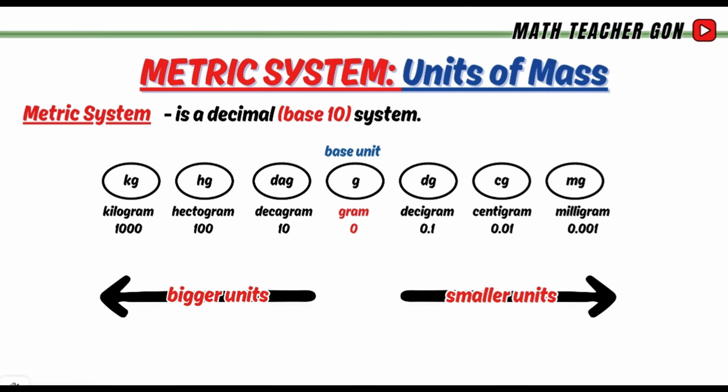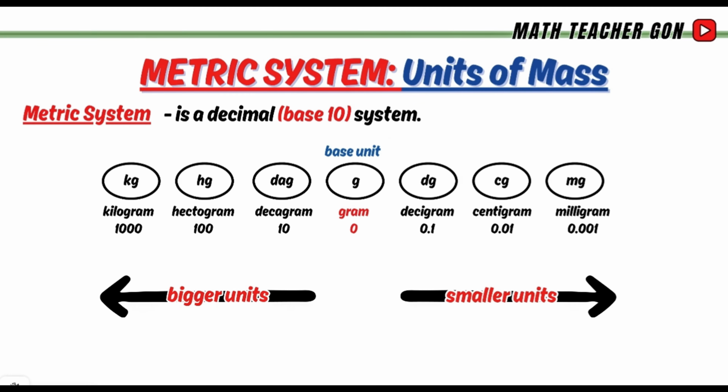Here are the units of mass in the metric system. Our base unit is the gram. Now, to the left of the gram are decagram, hectogram, and kilogram. And to the right of gram, you have decigram, centigram, and milligram. As we move to the left, the units get heavier. And as we move to the right, the units get lighter.